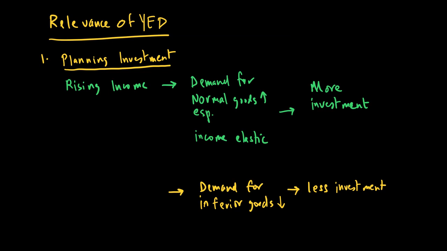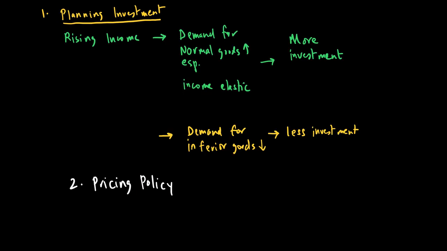For example, if we look at demand for cheap rice or cheap noodles or cheap quality food items, they go down when the incomes are rising. So if I'm a producer of those goods, I may cut down my investment, because I know that there is not going to be a significant demand in the future. Similarly, in pricing policy, I think YED can be useful.